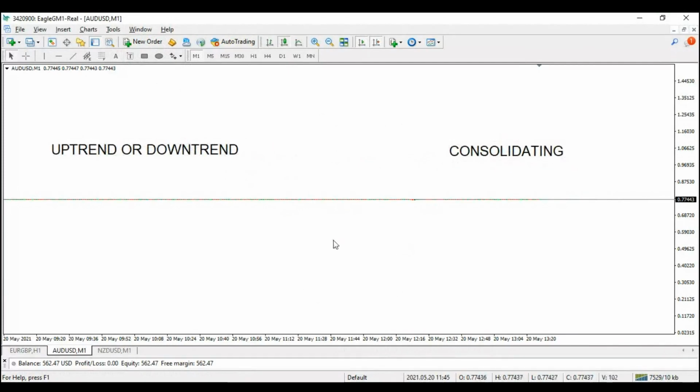Now, how do you identify an uptrend? How do you identify a downtrend? How do you identify consolidation? I would so much love to give a diagrammatic expression first. Trying to pop this up. Okay, let's get another tool right here.